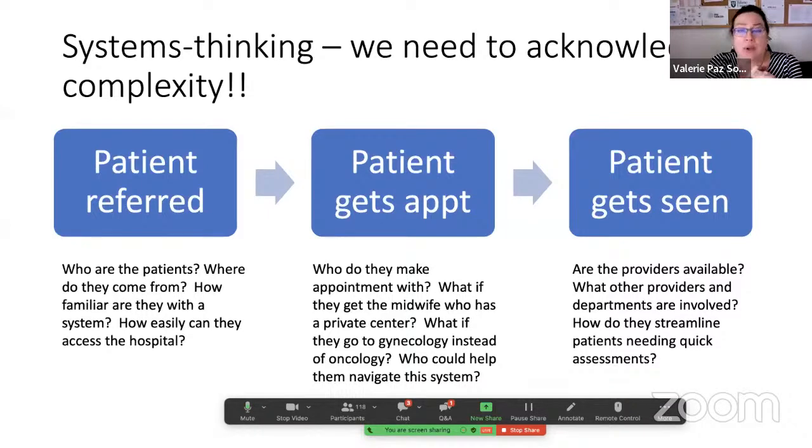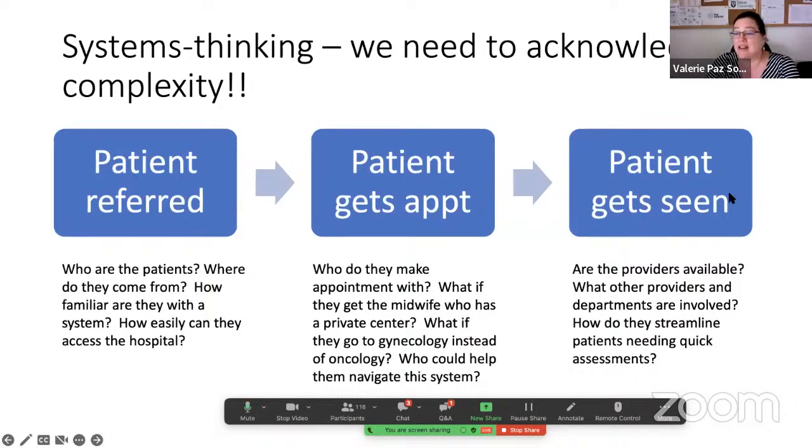Then everybody recognized that there's one midwife in the system that whenever patients were referred to her and she got them, she would refer them to her private center to do the follow-up. It's a problem because as long as there's a person who's referring them to their private business, you're going to be losing those patients and they have to pay. What if they're referred to gynecology instead of the oncology center, which is where the system is asking them to refer to? So how do we navigate the system?